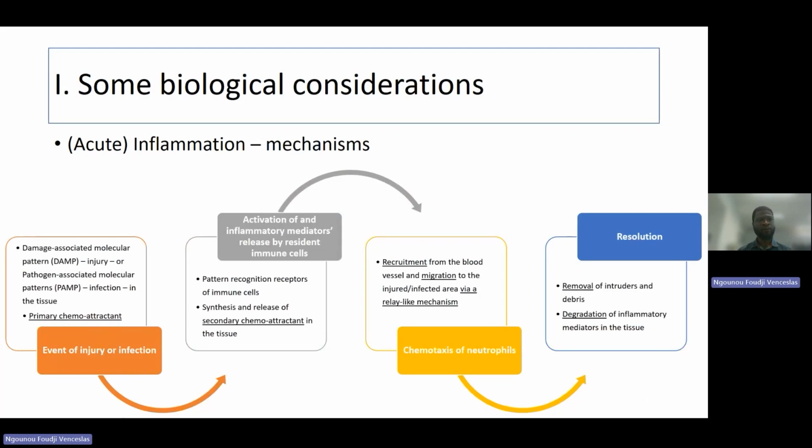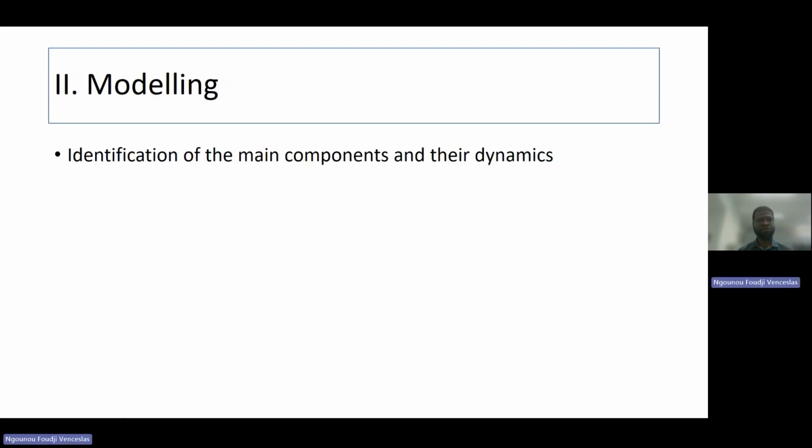Once we have discussed and understood these basic mechanisms of the inflammation, we can now move to the modeling part where we identify two main components, the chemoattractants and the immune cells.